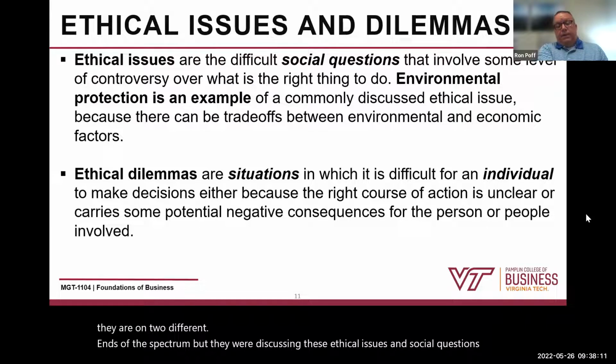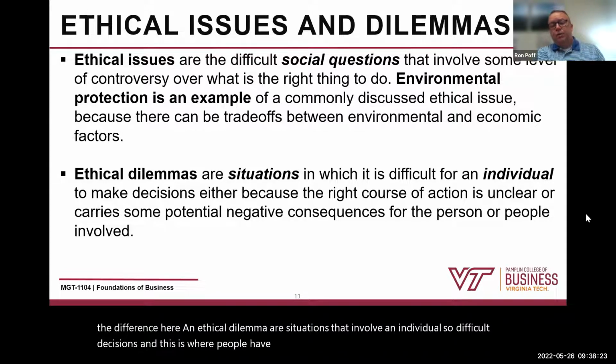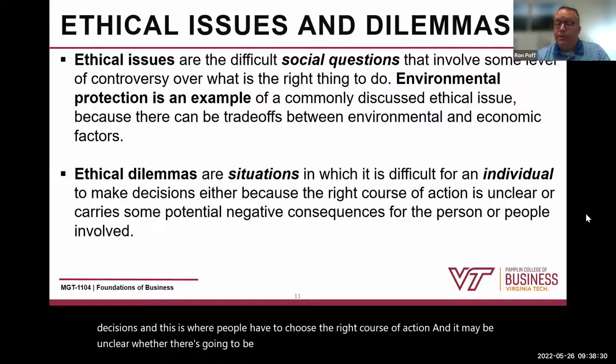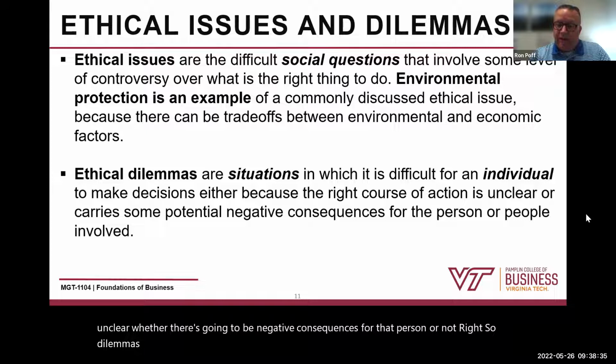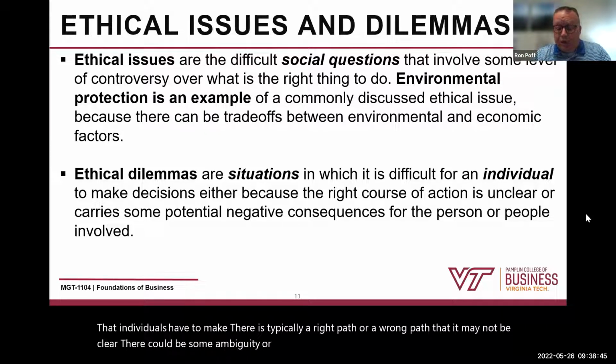Now, the difference here: ethical dilemmas are situations that involve an individual. So, difficult decisions. This is where people have to choose the right course of action, and it may be unclear whether there are going to be negative consequences for that person or not, right? Dilemmas are situations that individuals have to decide. There is typically a right path or a wrong path, but it may not be clear. There could be some ambiguity or uncertainty with that.